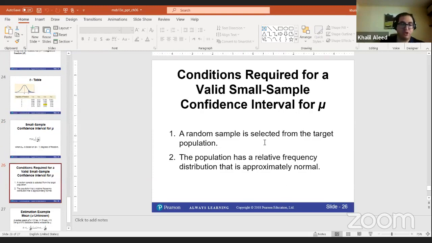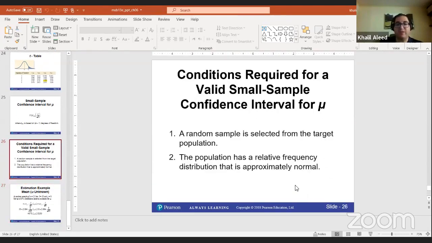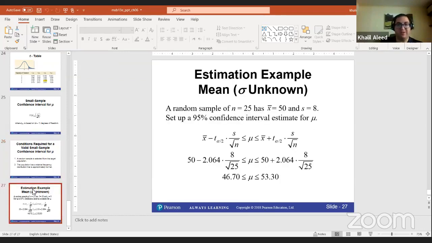Again, the condition to use this: the sample should be random, and in general, we're assuming normality in the population. So these are the two conditions to use the Student distribution, or T distribution.